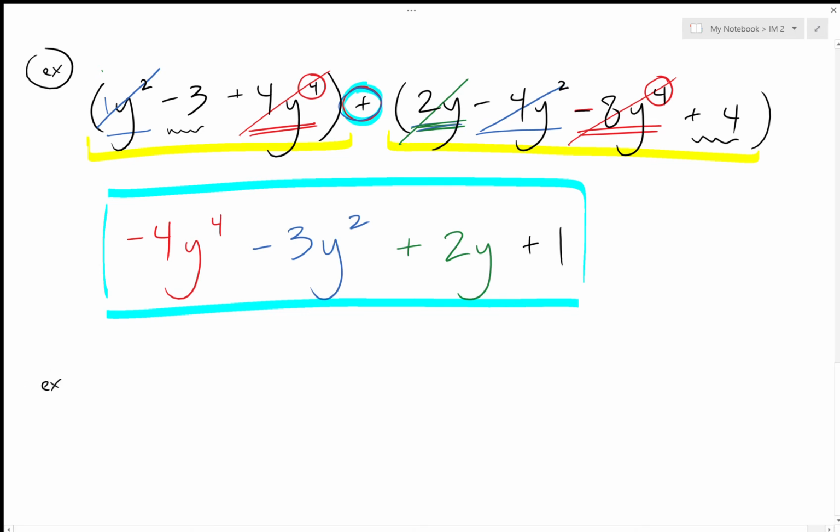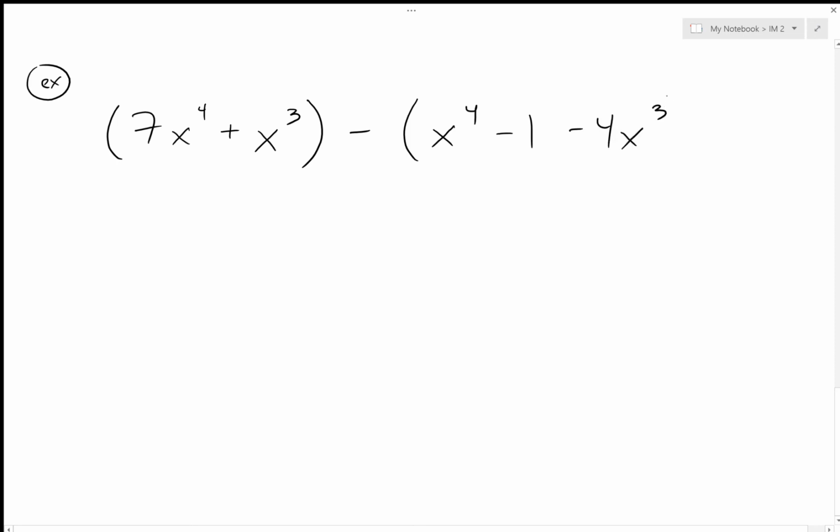So for example, 7x to the 4th plus x to the 3rd, minus x to the 4th minus 1 minus 4x cubed. All right, so it looks very similar. We've got a binomial here, a trinomial here, connected this time though with subtraction. Now we don't really like subtraction, but subtraction is kind of like addition, and I'll show you why.